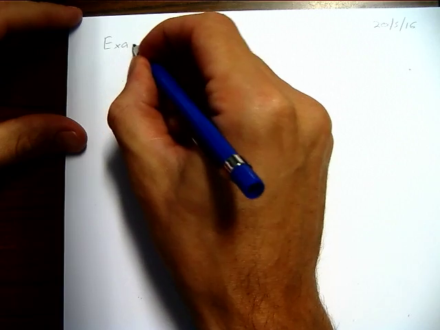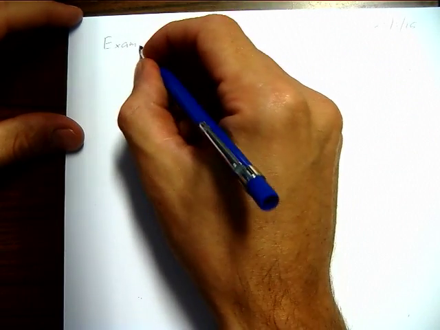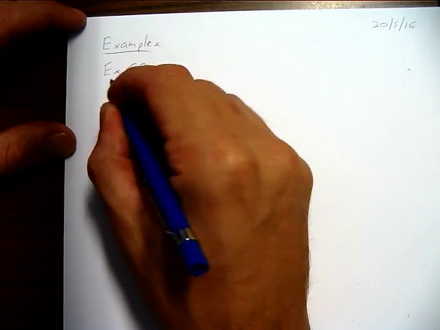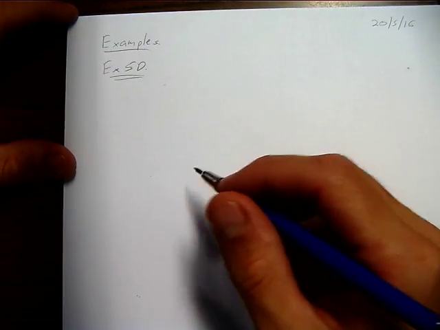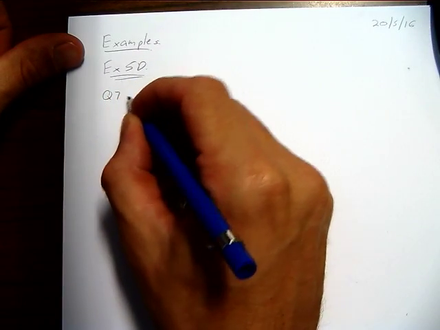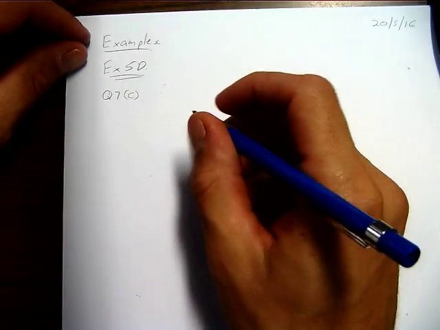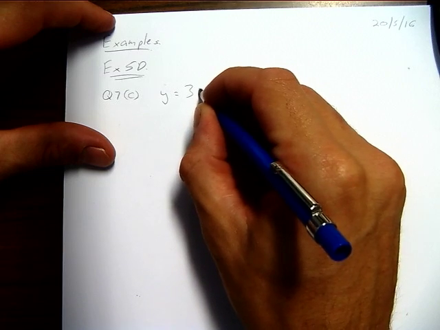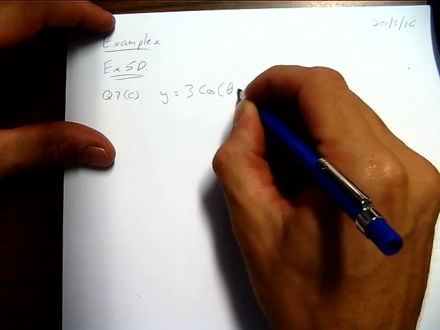Okay, what we're going to do today, quiet, is we're going to just do a couple of examples of some sketches. These are questions I'm pulling directly out of the exercises in the textbook, so I'll write down. We'll start with exercise 5D from our textbook. Let's have a look. Question 7C. Okay, so it says to sketch the graph y equals 3 cos theta take pi on 3.